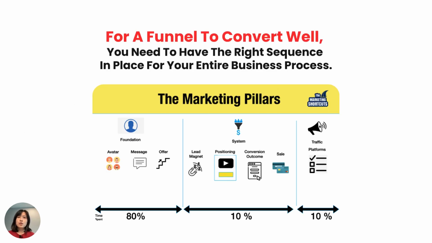Now, for a sales funnel to convert well, you need to have the right sequence in place to automate your business processes. Look at the screen right now. There are three very important pillars in the area of marketing. First of all, you need to have a strong foundation in place for your business. When I say foundation, it includes the target audience that you want to work with.